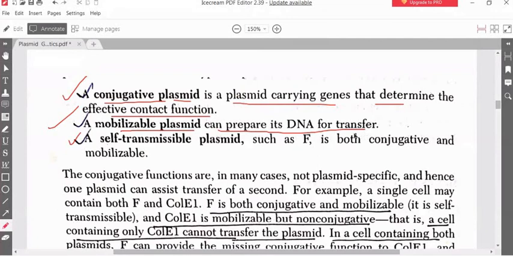And now the third one, that is a self-transmissible plasmid, is very simple. Self-transmissible means conjugative plus mobilizable. A self-transmissible plasmid carries the PD encoded gene plus the TRA gene also. The PD encoded gene means they can make effective contact function, that is the conjugative plasmid, and they can transfer their DNA to the recipient cell because they have the TRA origin, so it is a mobilizable plasmid also. So a self-transferable plasmid such as F plasmid is both conjugative and mobilizable.